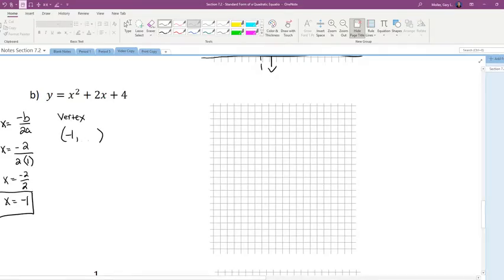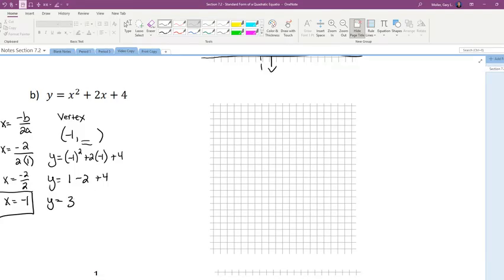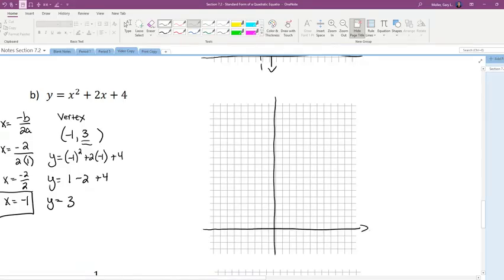To find the something, I'm just going to plug negative 1 in. So I get y equals negative 1 squared plus 2 times negative 1 plus 4. Y equals 1 minus 2 plus 4. Y equals, what was it, 3? Yeah, y equals 3. All right, so now I'm going to go to my graph. Negative 1, 3.